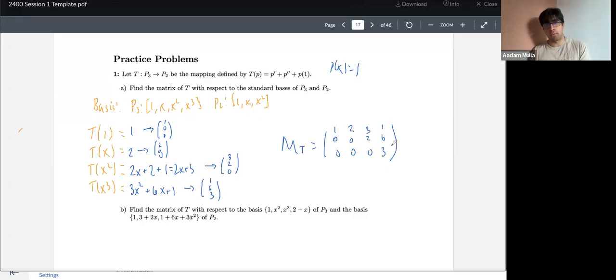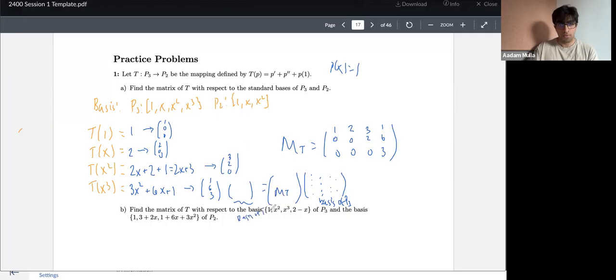Okay, and the key idea here when you form matrix MT is that if we have a matrix whose columns are the basis of P3, you take the basis of P3 and stack them as columns, and you multiply by MT, you should get out the basis of P2. Okay, so that's kind of what this matrix is doing in terms of why we actually stack them in columns like that. Okay, let me get rid of that.